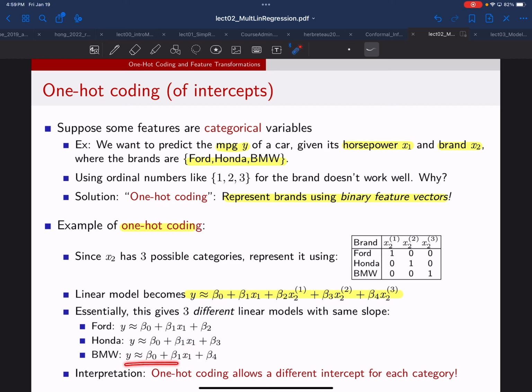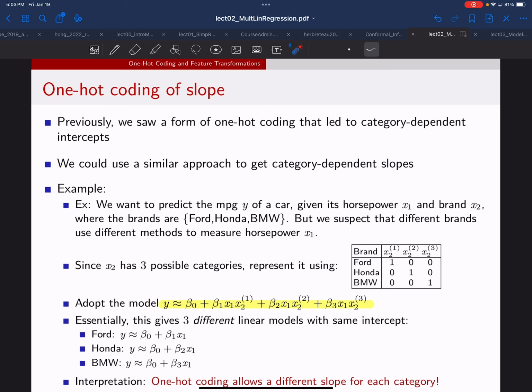So that would be a valid place to do this. You could also say, well, I actually think that both the slope and the intercept should be brand dependent. But if you do that, what's happening in this case? Does anybody see? What's another way of tackling that problem?